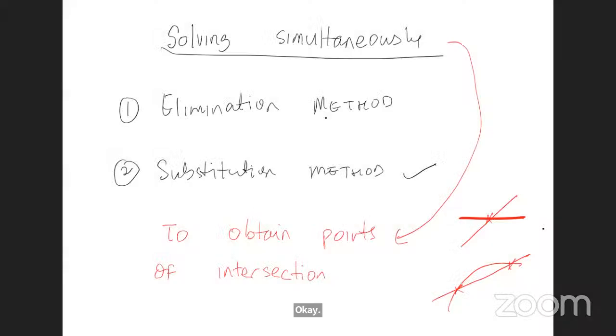All right, so we're going to do solving simultaneously, substitution method, and the objective is to find the points of intersection, right? All right, so I will start with an example for you. Let's say I gave you something like this.